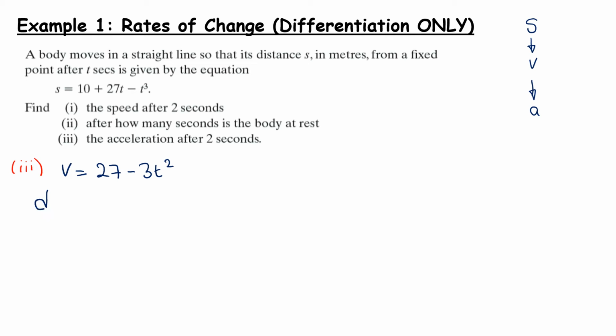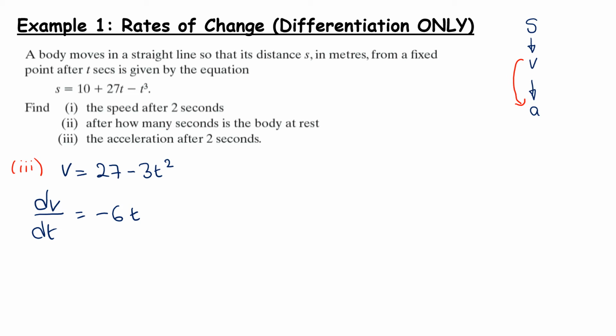To get my acceleration, I'm going to differentiate this. So I'm doing from v to a, so I'm going to do dv/dt. This is only notation. If you prefer, you could write this as the second derivative of s. That's absolutely fine. So my constant disappears, I bring down my power and I take 1 away. So it is minus 6t.